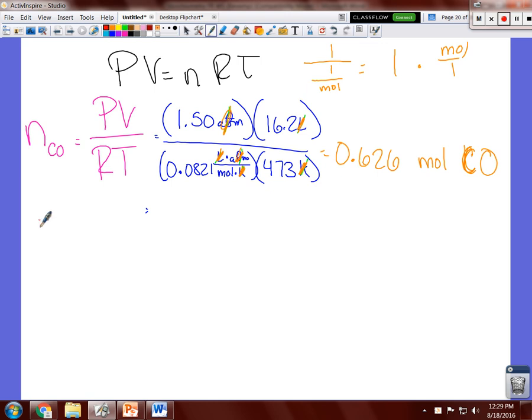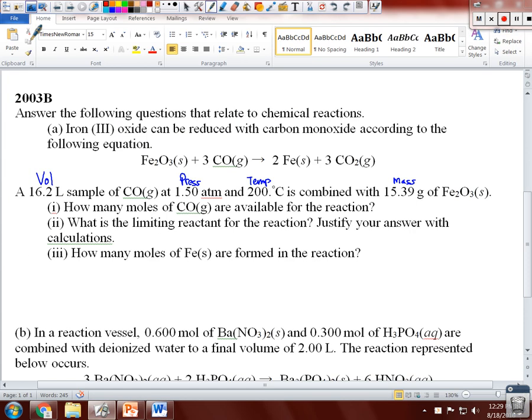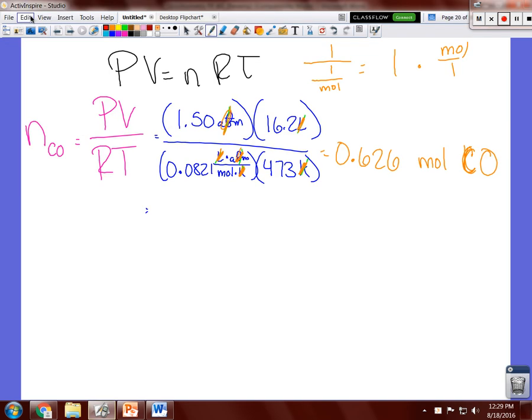All right. So the next thing. The next question says, what is the limiting reactant for the reaction? Justify your answer with calculations. Now, the good news is we've already got moles taken care of, and we know that the limiting reactant, the LR, is equal to moles over the coefficient. So let's go ahead and go back to this part right here.